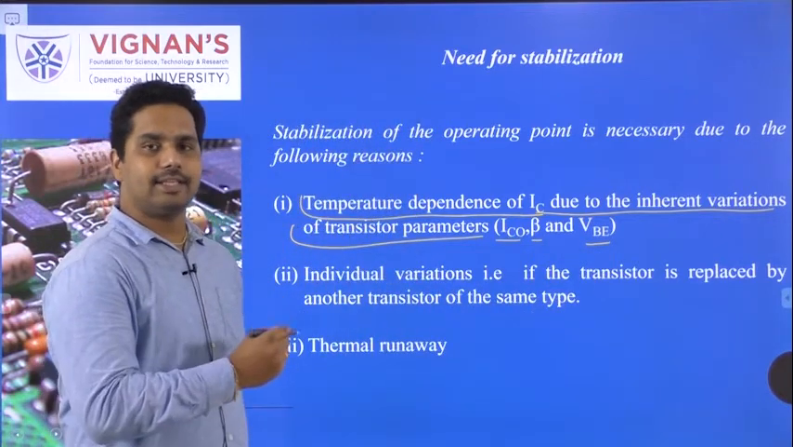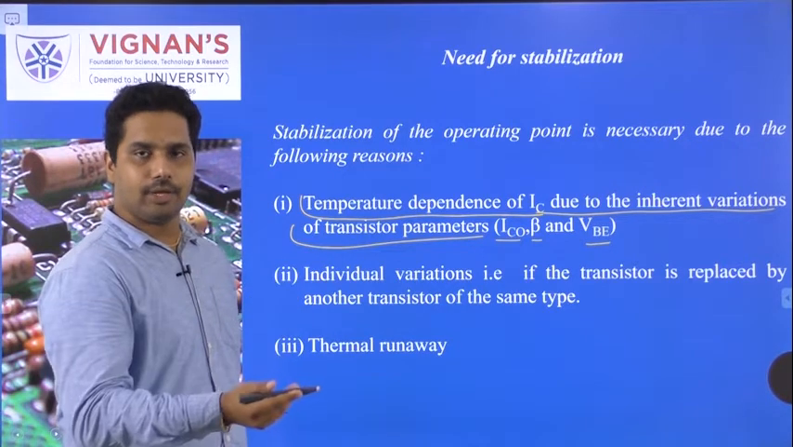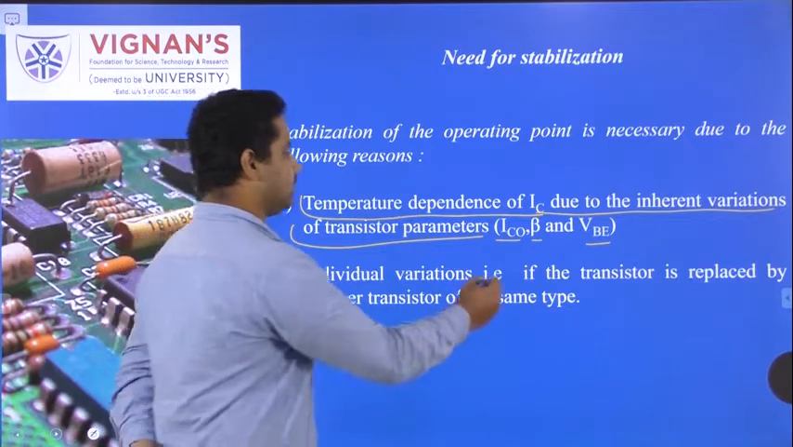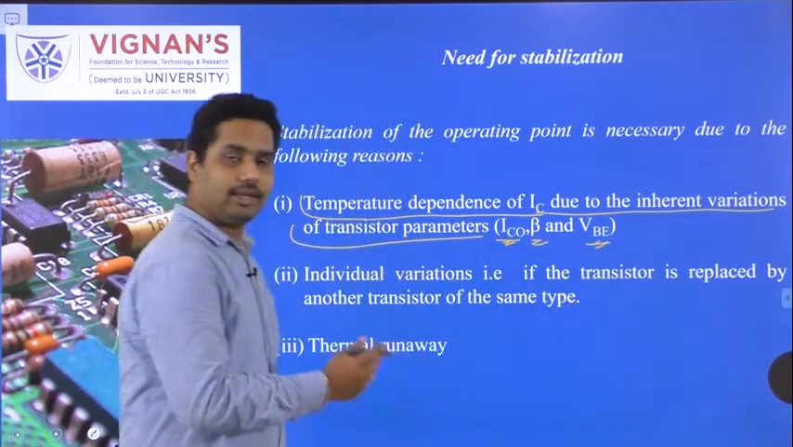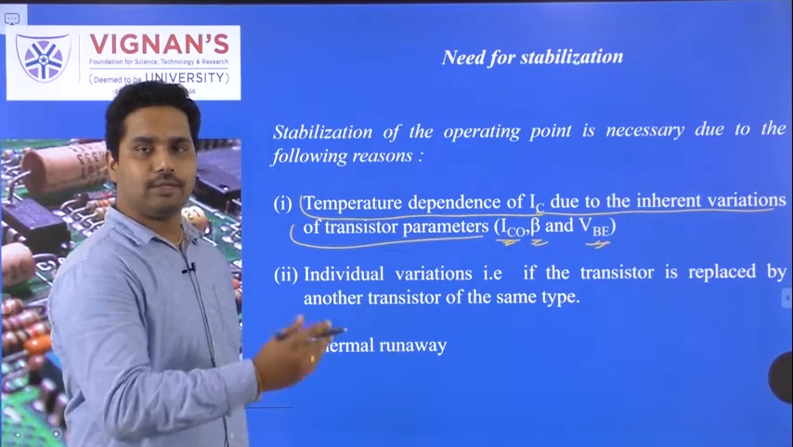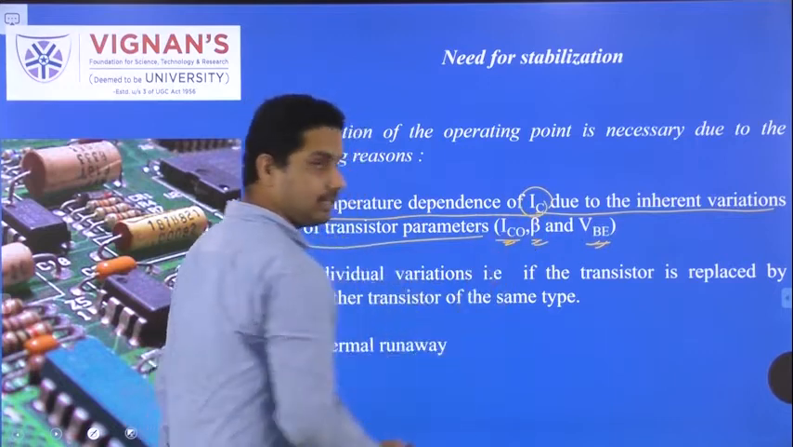So the collector current is having some dependence on temperature. And why is it happening? Because of temperature, these IC naught, beta and VBE values are getting changed. When these values are getting changed, what is happening? The collector current is again changed.